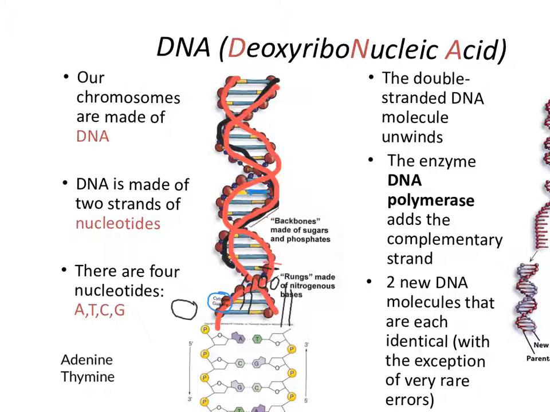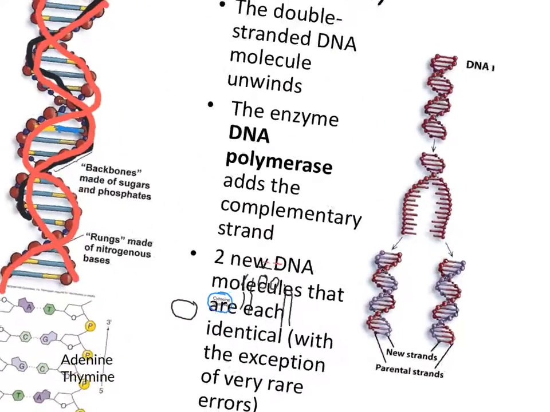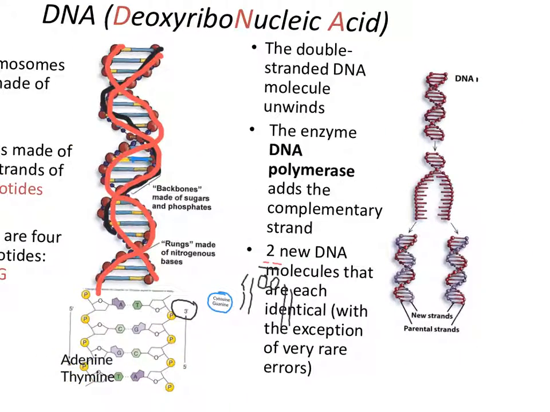During copying, the double-stranded DNA molecule unwinds. There's an enzyme, DNA polymerase, that adds. So if you have one side, you can always make the complement, because you know always that A goes with T, C goes with G. And that's how you end up with two new molecules during mitosis.